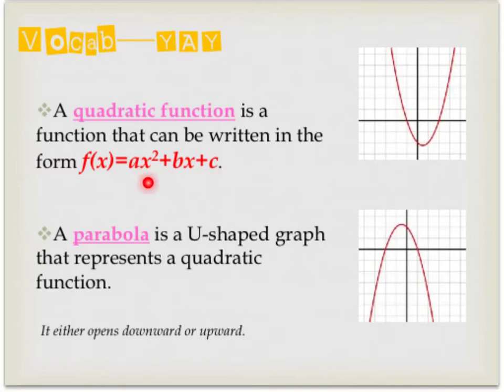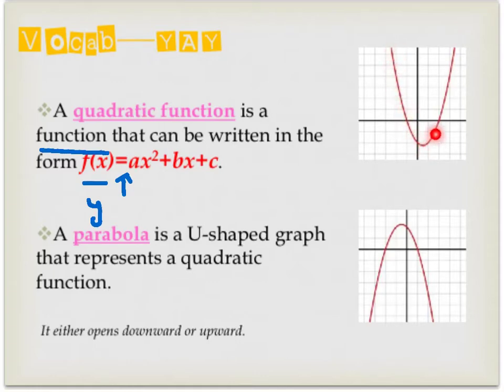Now ax squared plus bx plus c should look familiar to you because we've been talking about trinomials that have this same form. But we tack on an equal sign and an f of x or a y and it becomes a function. Okay? Now, the shape of a quadratic is a parabola. Okay, so hopefully you remember this from Algebra 1.